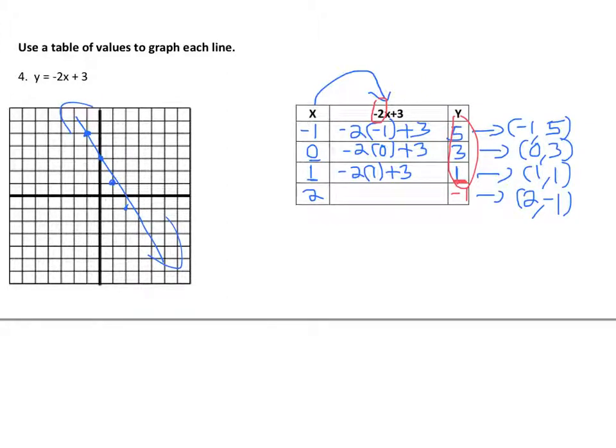Okay, and key thing with this line, this goes down left to right because these values go down in the Y chart in the list. All right. So for this, you just want to plug in at least 3 or 4 values for X, keep them small, get the Y values, then plot those ordered pairs, and you have your line.